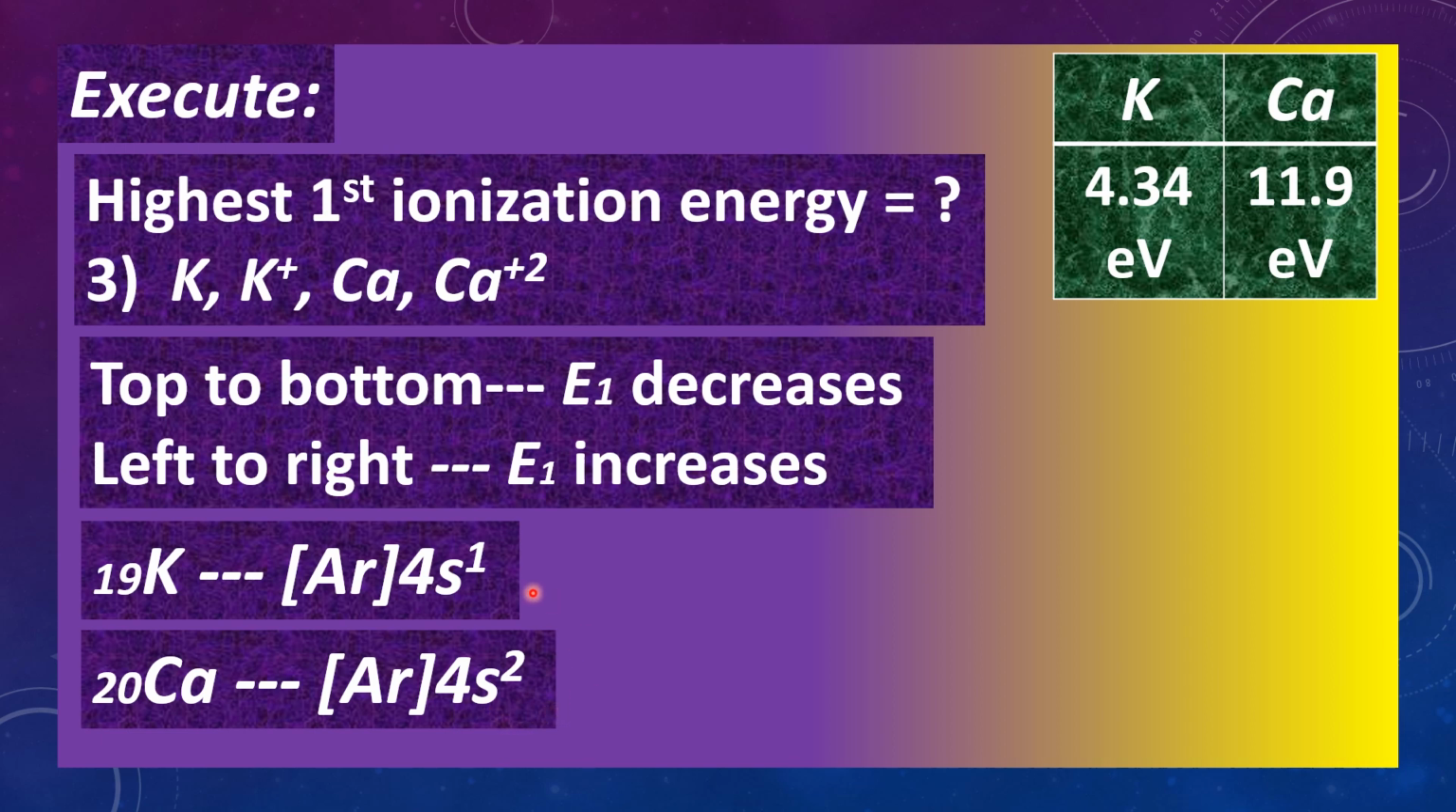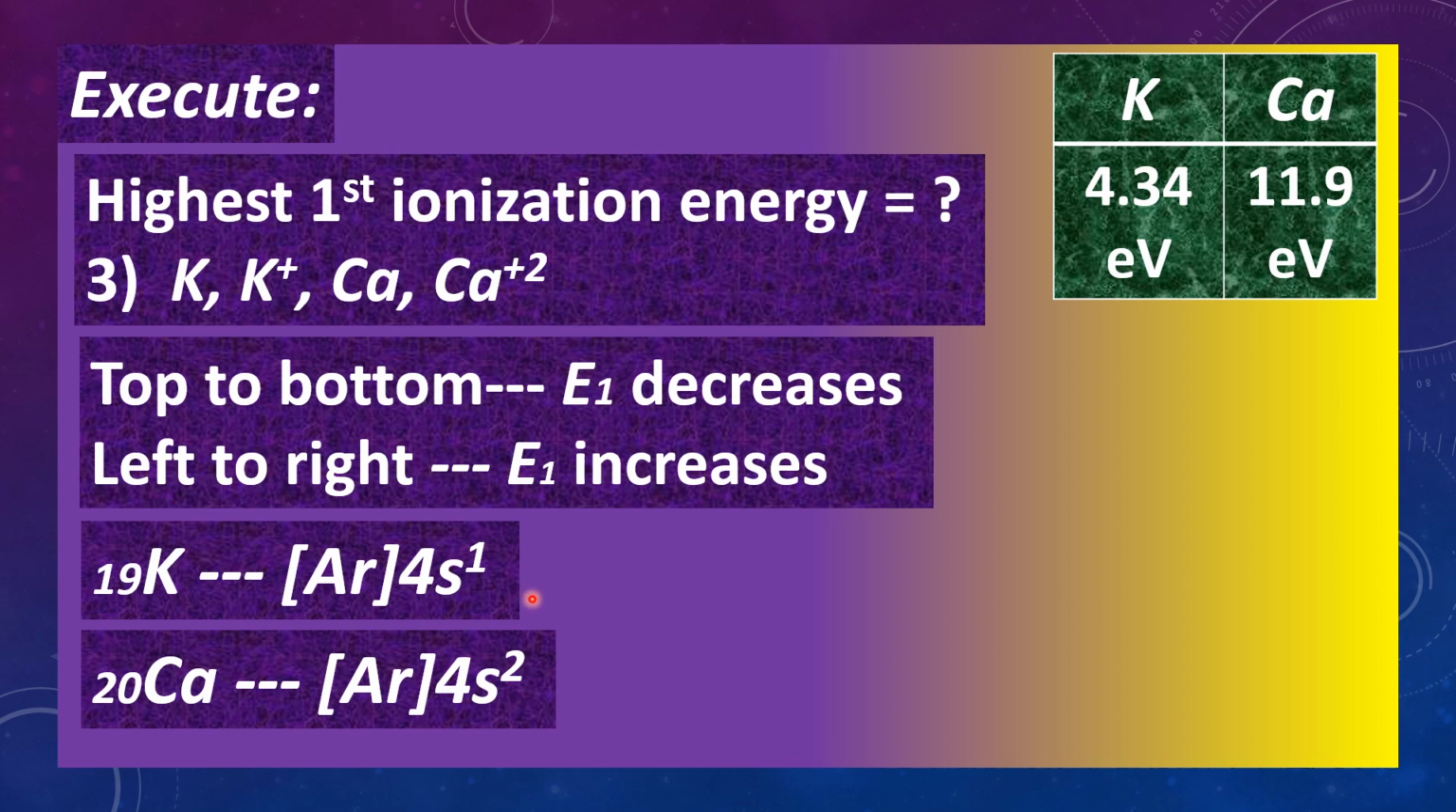Looking at these 2 configurations, it's obvious why calcium should have a greater first ionization energy than potassium does. It's because it's easier to remove the single valence electron of potassium, because this electron in the s orbital is not that stable.